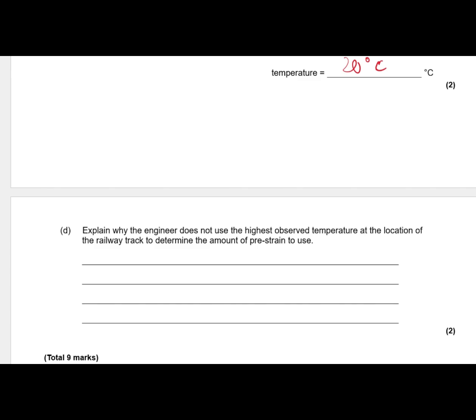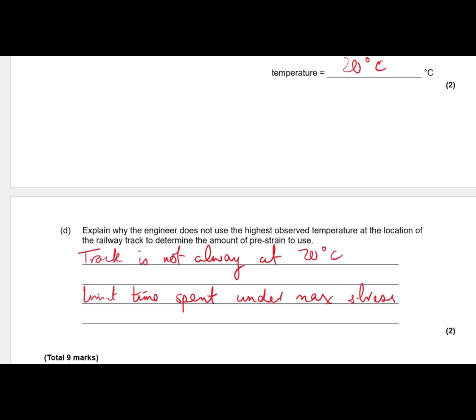Explain why engineers do not use the highest observed temperature. I presume 20 degrees is peak summer for them, so the track is not always that hot. It's not always at 20 degrees Celsius. So you want to limit the time spent under maximum stress.